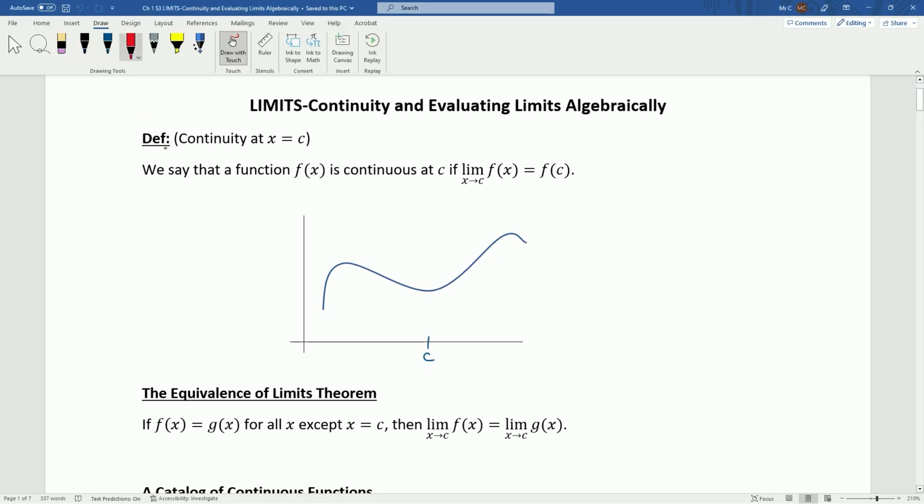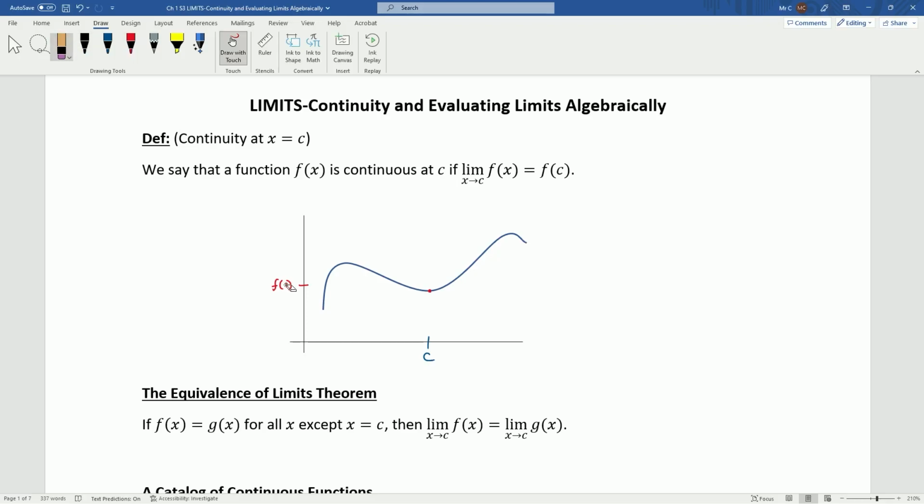So when we take a look at this definition, it says that we say that a function f of x is continuous at c if the limit as x approaches c of f of x equals f of c. So if we take a look at this graph, we've got c here, this is a point on the graph, and the corresponding y value is f of c.